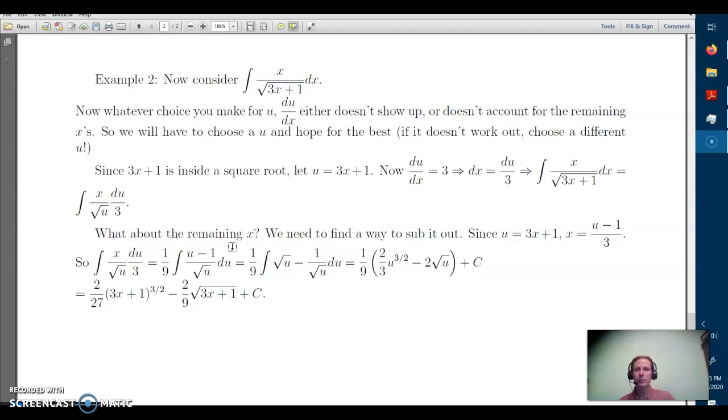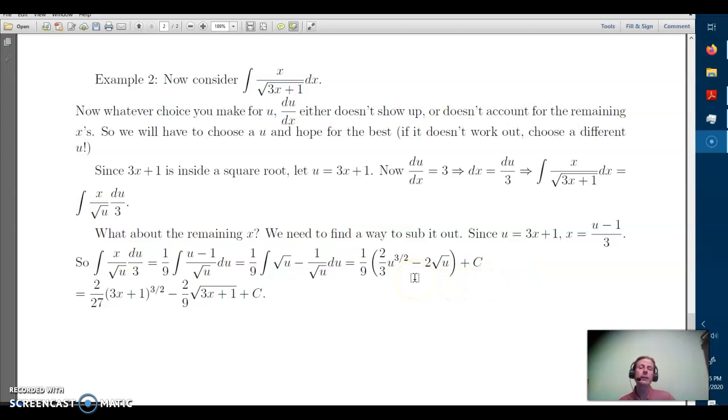A lot of times you're going to be able to go back to the original equation. u here is 3x plus 1. That equation can be solved for x. If you subtract 1 from both sides and then divide by 3, you get x equals (u minus 1) over 3. So I can take this x and replace it with (u minus 1) over 3. That's going to wind up with 1/9 times the integral of (u minus 1) over the square root of u. And then if you split this up into two fractions and simplify, we get 1/9 times the integral of the square root of u minus 1 over the square root of u, du, which is 1/9 times the quantity of 2/3 u to the 3/2 minus 2 times the square root of u, plus c.